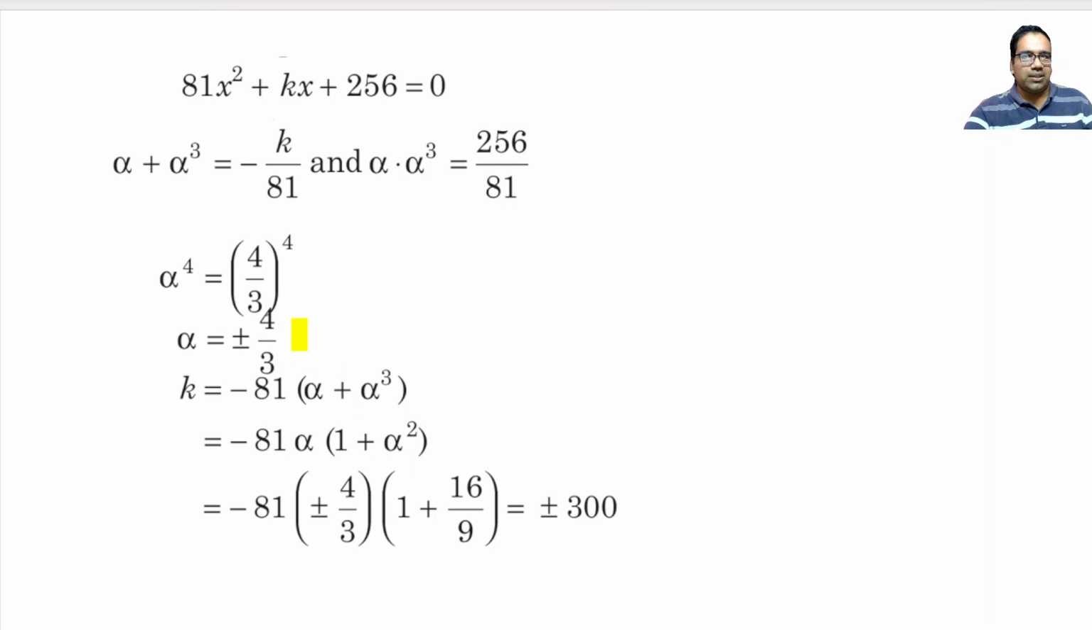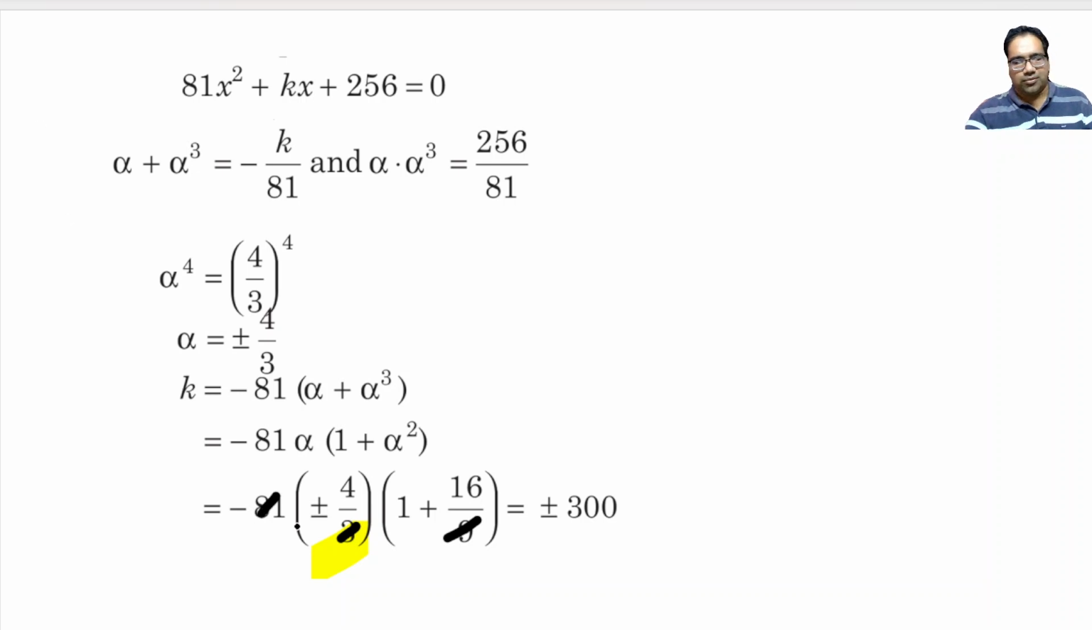Now alpha is either 4 by 3 or minus 4 by 3. In both cases, alpha squared will be 16 by 9 only. So minus 81 into plus or minus 4 by 3 times 1 plus 16 by 9. This one will become 9 plus 16, which is 25, and this 3 and this 9 will cancel, leaving 27 to make it 3 times here.